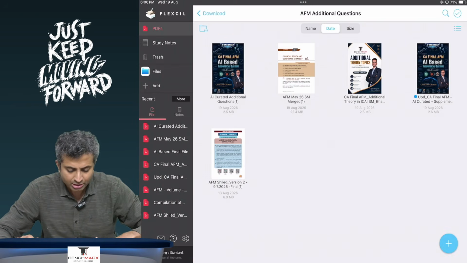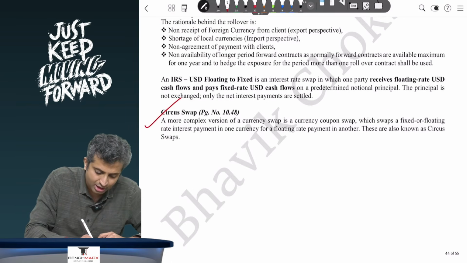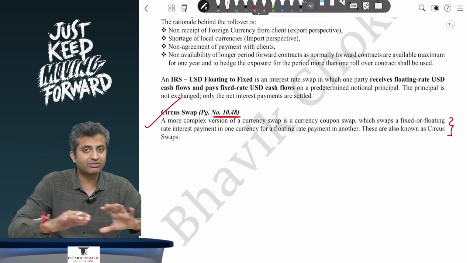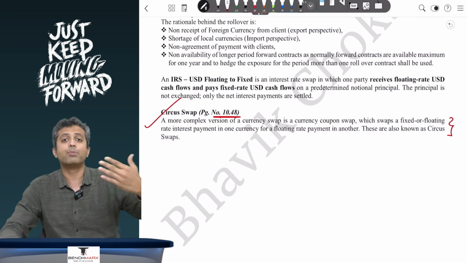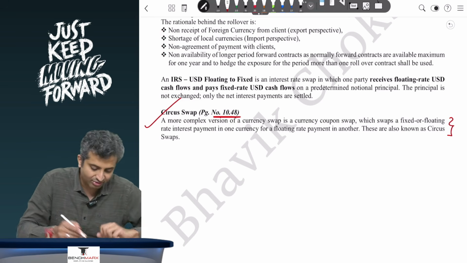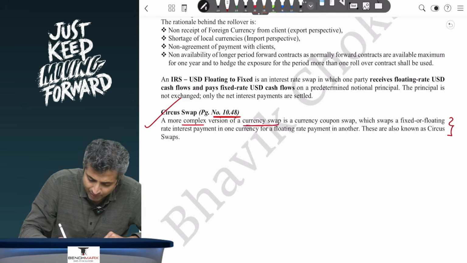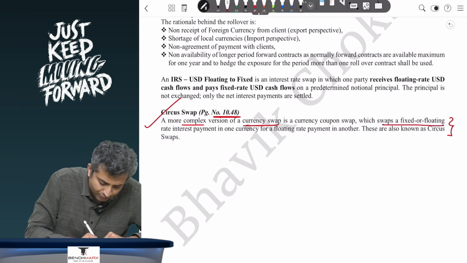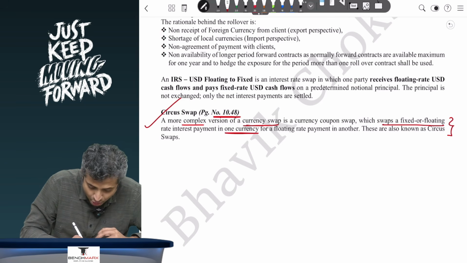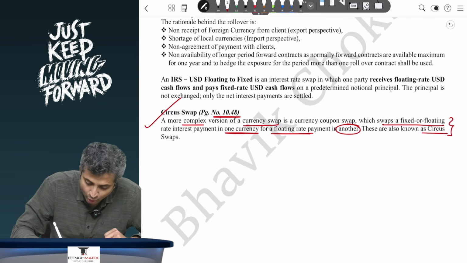So the teeny tiny theory in the study material about this swap, the CCIRS, is exactly this much paragraph. You can solve this as if it is a regular question, just that if they position this as a CCIRS, you should know what it means. A more complex version of a typical currency swap is a currency coupon swap, where you swap a fixed or a floating rate interest payment, like in this case a fixed payment of 5% in one currency, let's say US dollar, for a floating rate payment in another, let's say Indian rupees. This is called a CCIRS.